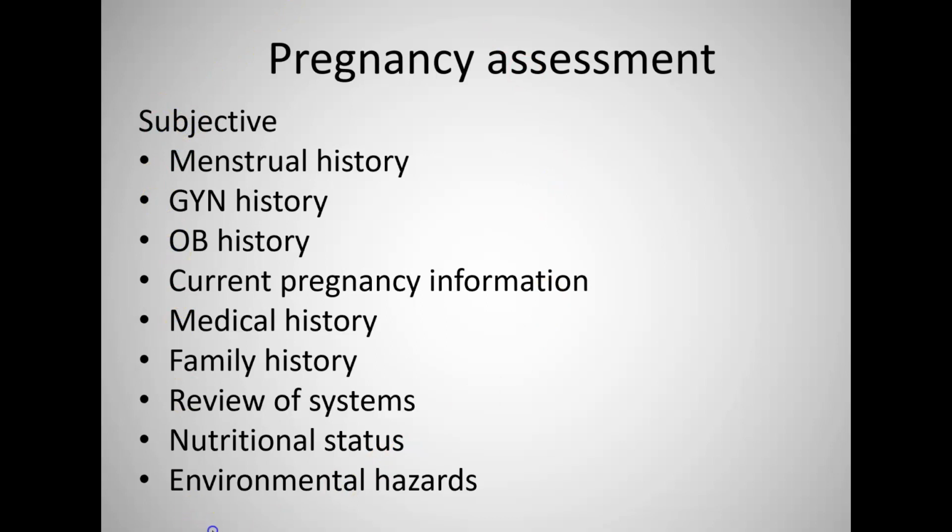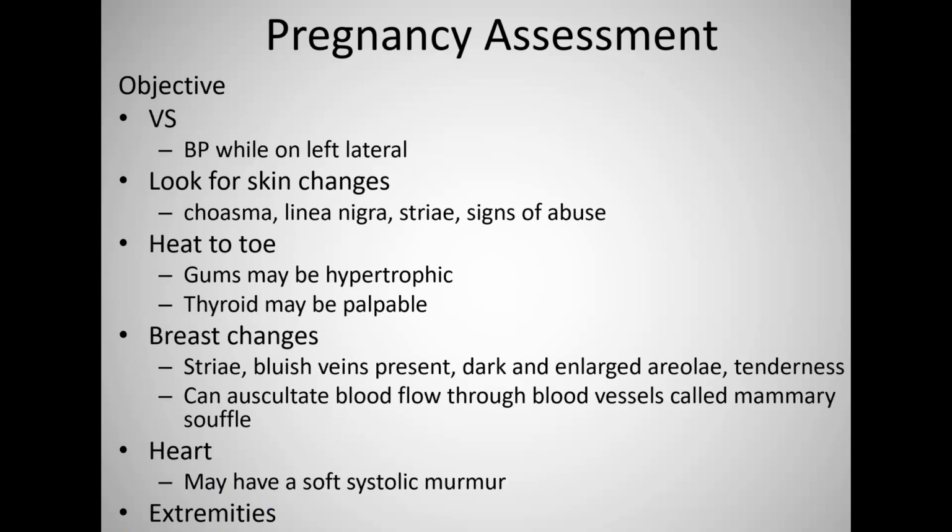So you're going to do your pregnancy assessment, right? You're going to assess everything: menstrual, GYN, OB history, everything that we've discussed here. Then you're going to do objective, looking at everything: breast changes, their gums, their thyroid, all the things I told y'all to look for, signs of abuse. What's their blood pressure?